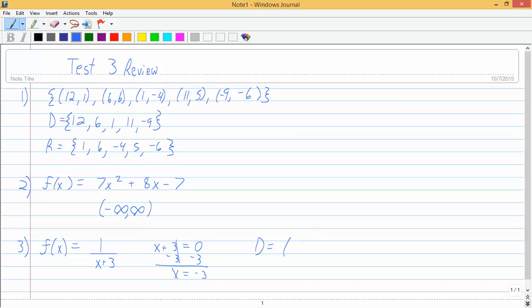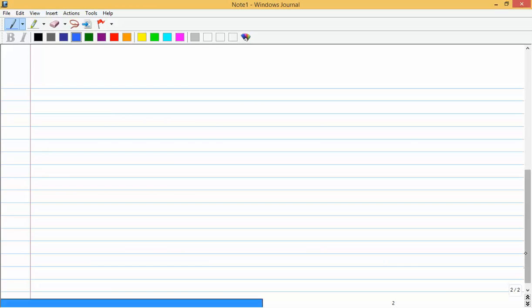So the domain would be negative infinity to negative 3 union with negative 3 to infinity. And so that's a tricky way to leave a number out of the domain, by stopping an interval at that number and starting an interval at that number with parentheses. Okay.